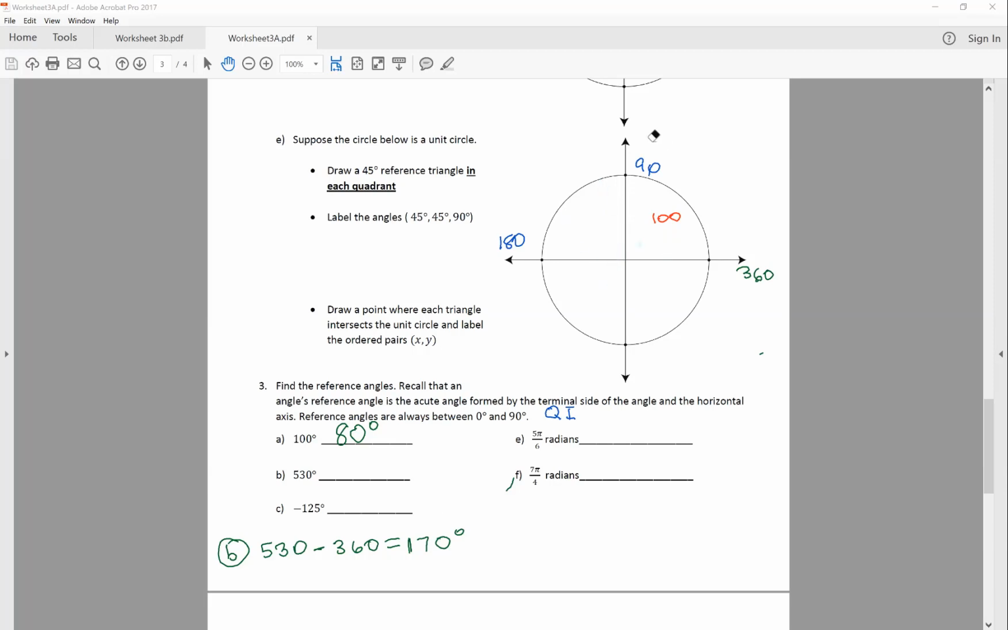Again, we know 170 degrees is in quadrant 2, somewhere close to 180. And I'm looking for this value here. I know this is 170. So that little piece extra must be 10.